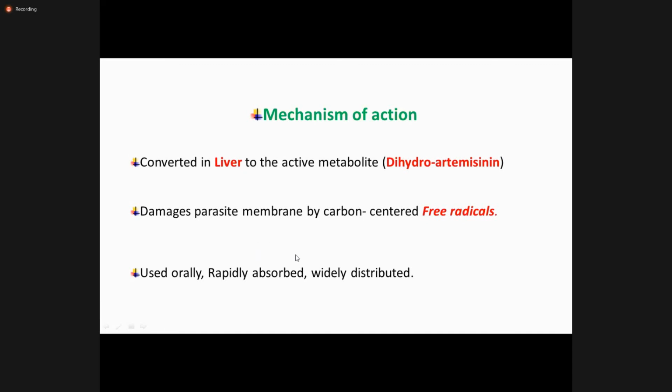So the mechanism is not indirect like chloroquine, which affects heme and then kills the parasite. This acts directly: it produces free radicals, and those free radicals damage the membrane of the parasite. Once the cell membrane is damaged, the parasite or organism usually dies. So free radical generation damages the parasite membrane. It has to be converted in the liver to dihydroartemisinin. Absorption is good. Kinetics is easy. It can be taken orally and can be easily absorbed.